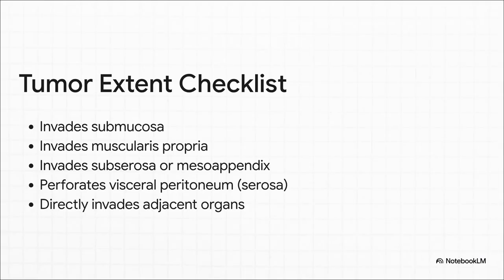The CAP protocol basically gives us a checklist to follow here. We need to systematically document the deepest point of invasion. We start from the inside layers, we move out through the muscular wall, and then into the fatty tissue around the appendix. Has it broken through the surface? Is it stuck to another organ? Every layer it crosses is another critical piece of the staging puzzle.